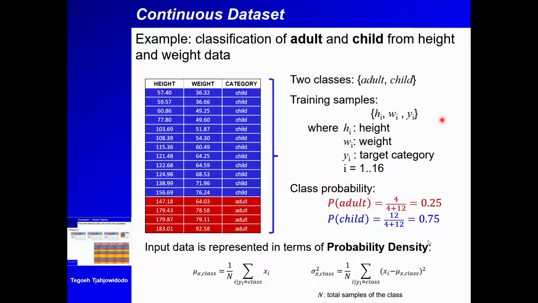Let's try to digest first the data that we have here. So in this case, from these 16 samples, we know that we have two classes that we need to categorize later on for the new individual. The two classes are adult and child. And then I have these 16 training samples containing height data, HI, and WI, the weight data. Both of them are continuous. And YI is the target category, which is the class, either child or adult. We have 16 samples, so the I here is from 1 to 16.